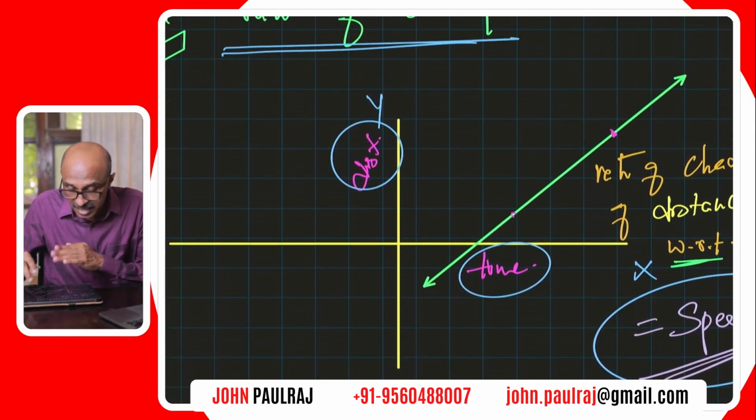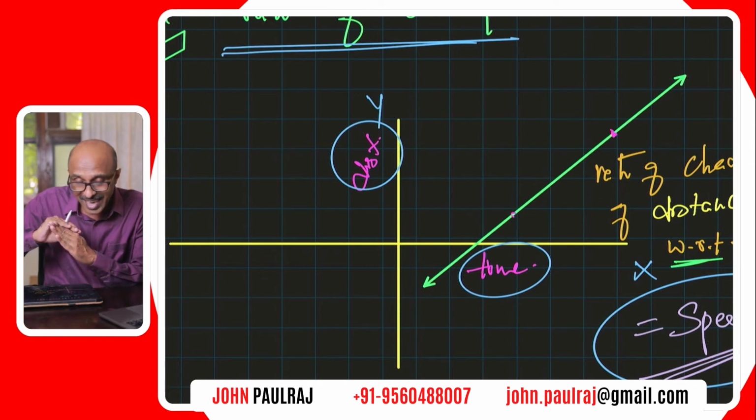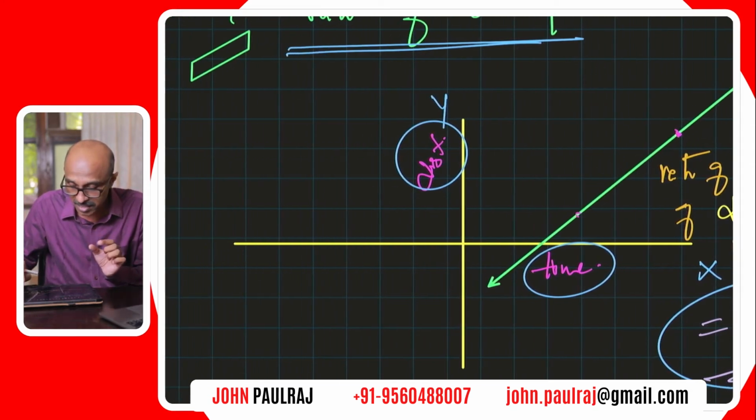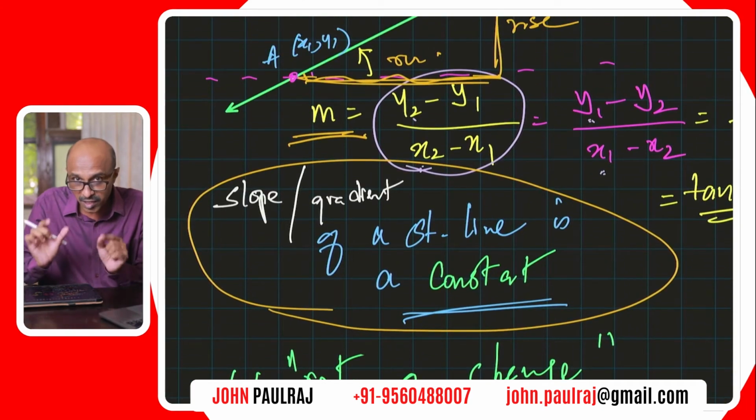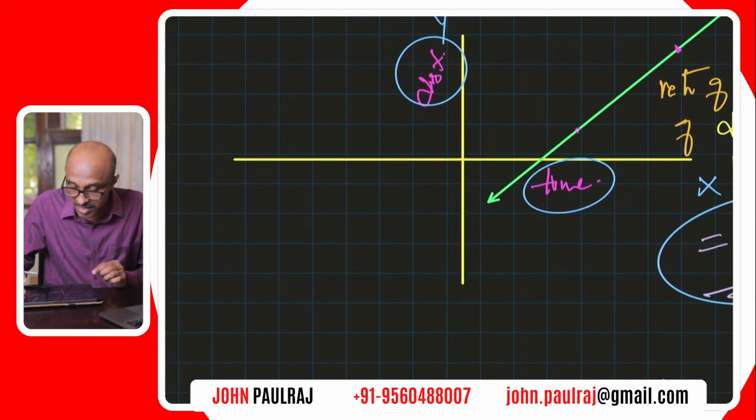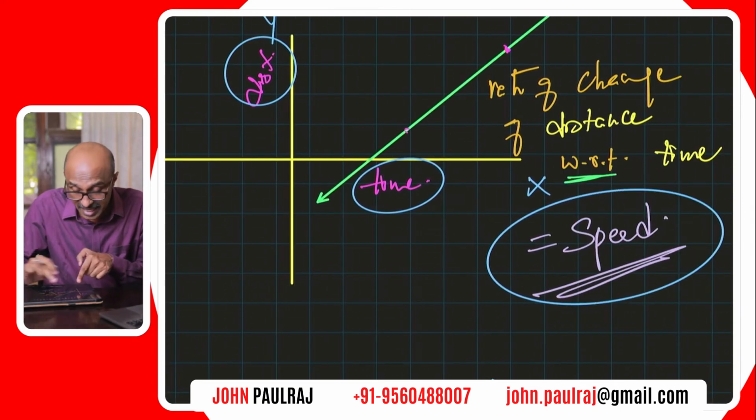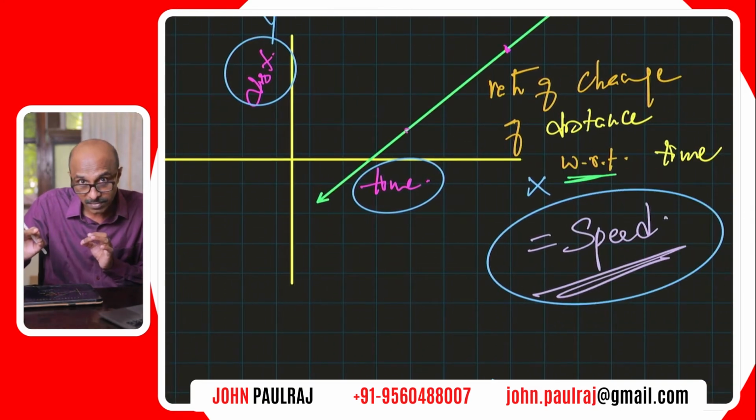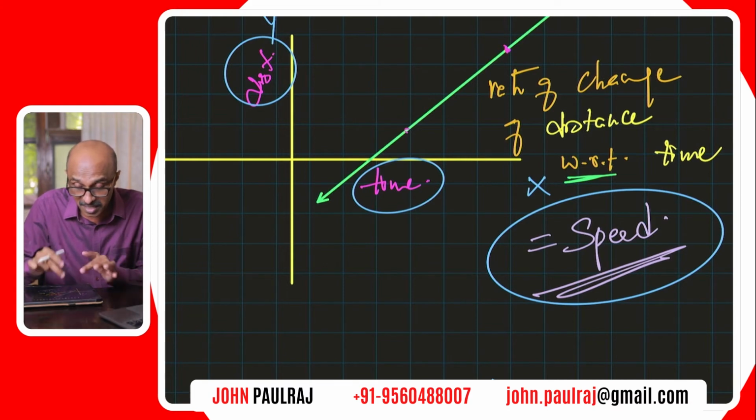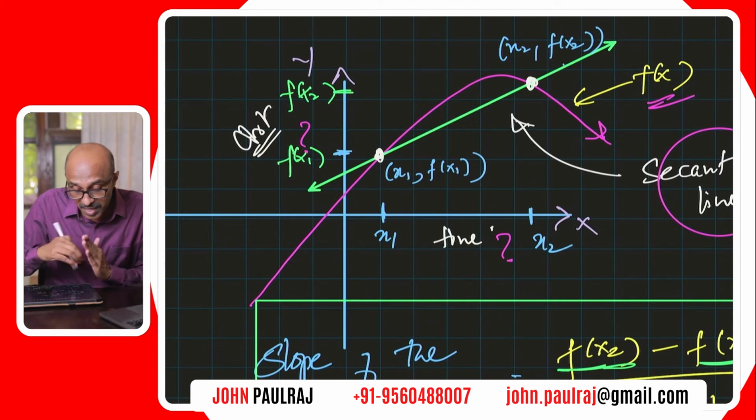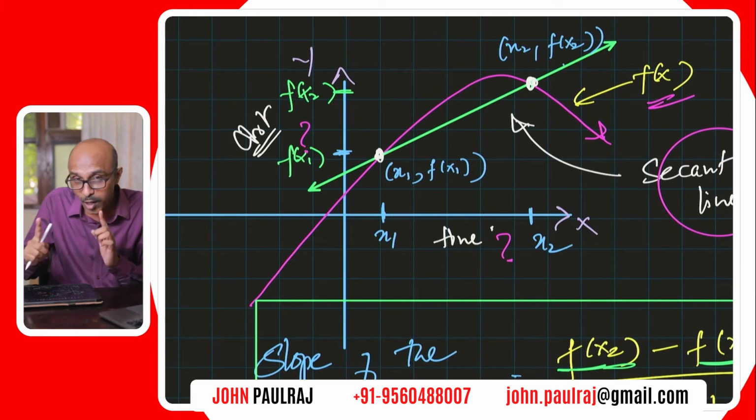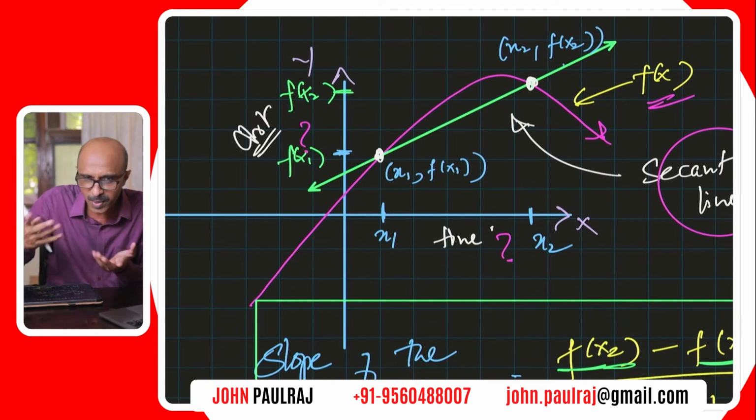In this case, the distance is changing at the same rate. That's what we meant by saying that the rate of change of a straight line is constant. The rate of change meaning the slope. So the rate at which the distance is changing, in this case, is constant. The speed is constant. Whereas in this case, look at the pink graph. The rate at which distance is changing is not constant. It's a curve. That's why it's a curve.